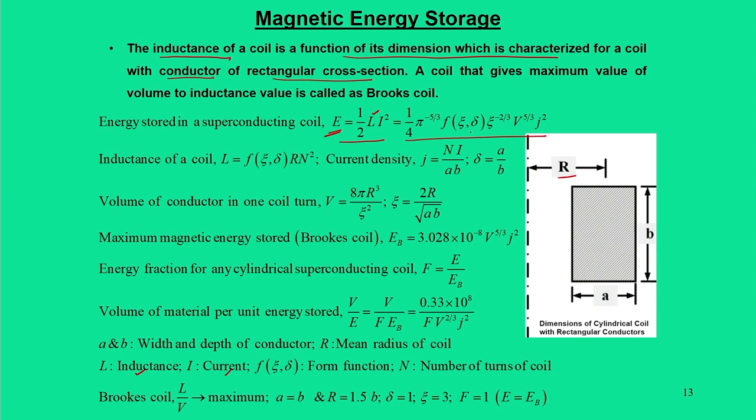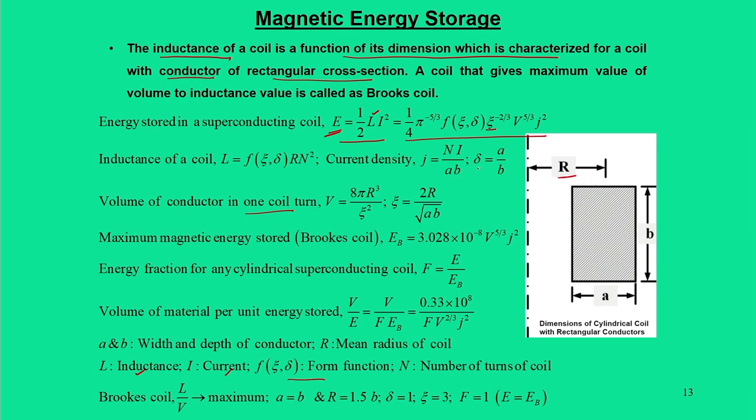F of zeta and delta is called a form function, which is basically the geometrical part of this coil, and zeta is another geometrical function, which is twice r divided by the square root of a b. V stands for the volume of the conductor per coil turn, and that is equal to 8 pi r cubed by zeta squared. J is the current density, and that is defined by the number of turns times the current, divided by a times b.